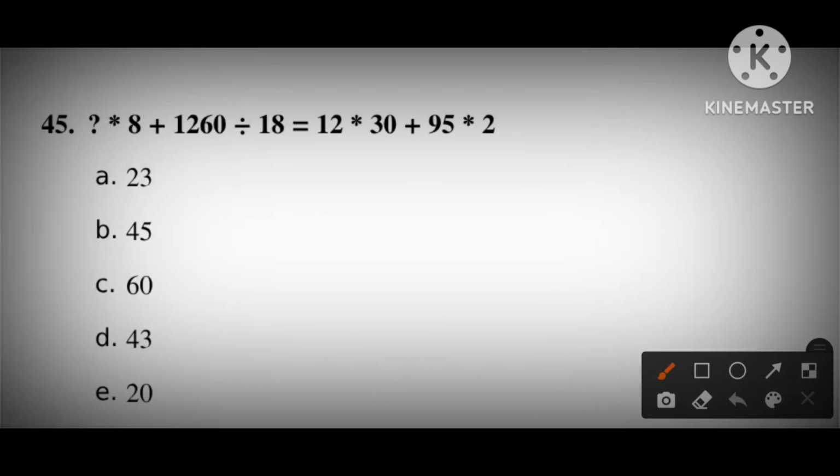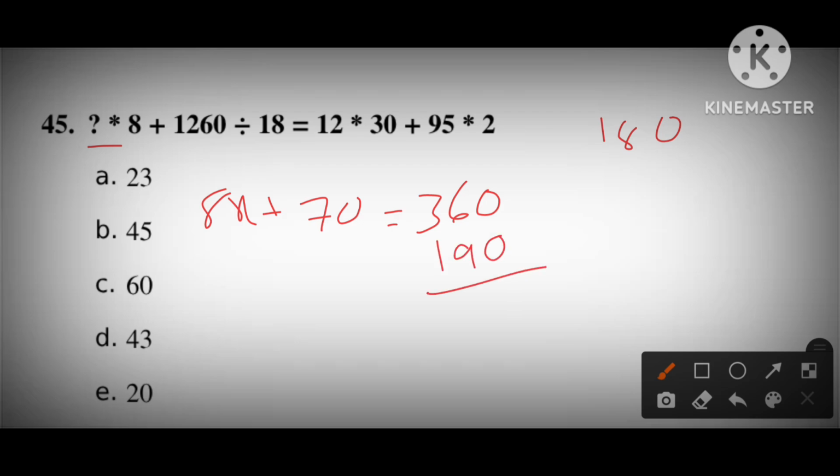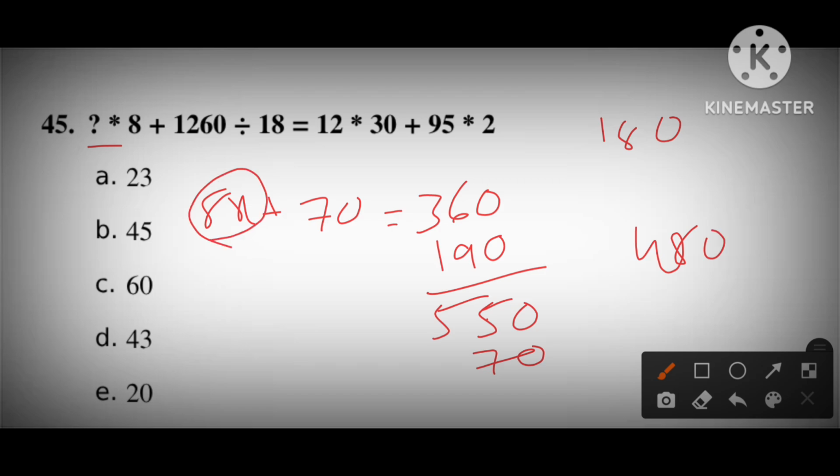Fifth question and the last question of simplifications. 8x plus, this will be 12, 18, 7 times will be 126, and 0 equals to 360 plus 180 plus 10, 190. So 190, this will be 550. 550 minus 70, which will be 480. 480 equals to 8x. 8 60 times. So answer will be 60. Option C is our answer.